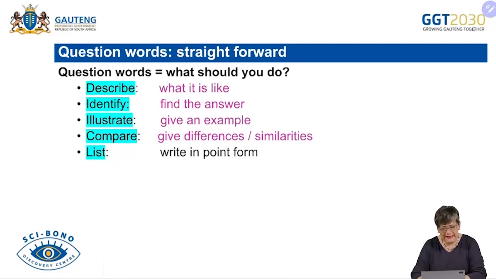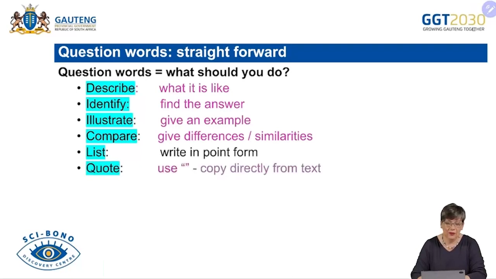When you're required to list, you have to write in point form. Now, I hope you can remember what point form is. That means underneath each other, like a shopping list. You have to write your answers underneath each other, not next to each other, underneath. So these are question words, as I said, where the answers are really straightforward. And you'll find them easily in the text that is given to you. When you're asked to quote, remember to include those inverted commas, but make sure you know how many words you have to quote.